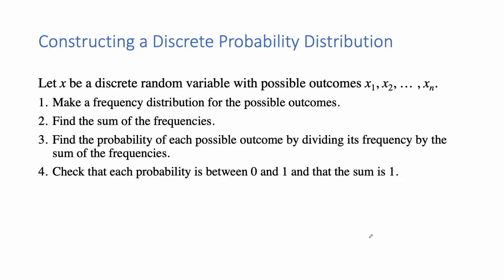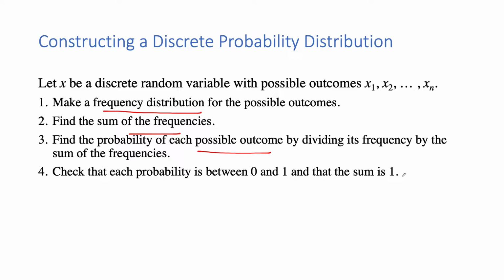So when we construct a discrete probability distribution, again we start with the basic idea of a frequency distribution, right? So we start with a frequency distribution. We know how to essentially make a frequency distribution table. Then we find the sum of the frequencies, and then we find the relative frequency for each possible outcome, and check to make sure that each of these probabilities is between 0 and 1, and the sum is 1. Okay, that's the recipe. That's how you construct a probability distribution for a discrete random variable, right?